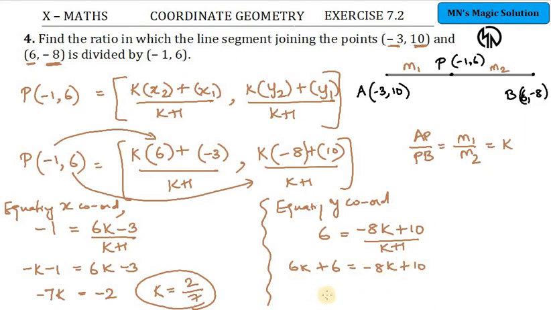And 8k on this side, plus 8k gets added. So it is 14k is equal to, when 6 goes to the other side, it is -6. So on this side 4 comes. So K is equal to what? 4 by 14, which can be simplified as again 2 by 7. So the answer K is 2 by 7 in either of the scenarios. So equating one scenario is enough. If in case you want to cross check, you can go for the second scenario as well.